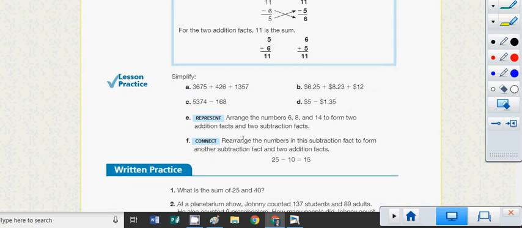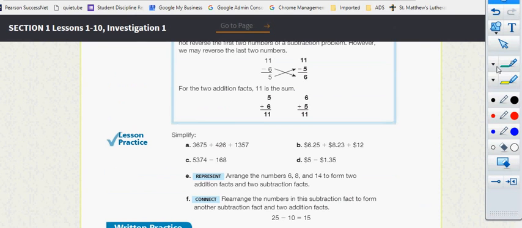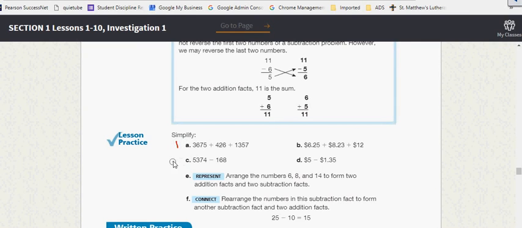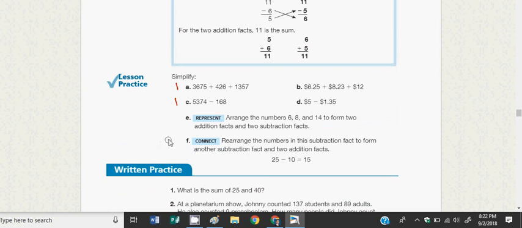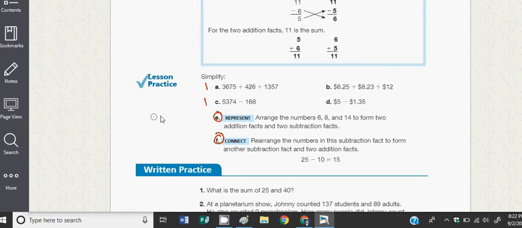All right, why don't you attempt, pick an addition, A or B, one from here. Pick a subtraction, C or D, one from here. Do E and do F. So 4 total of the lesson practice. In your math notes, please.